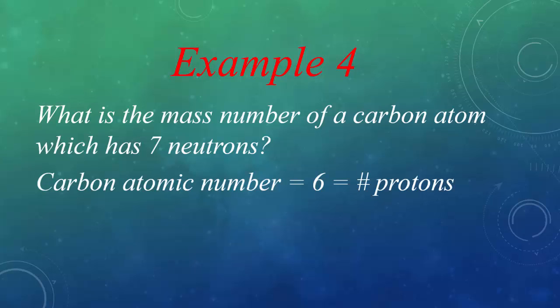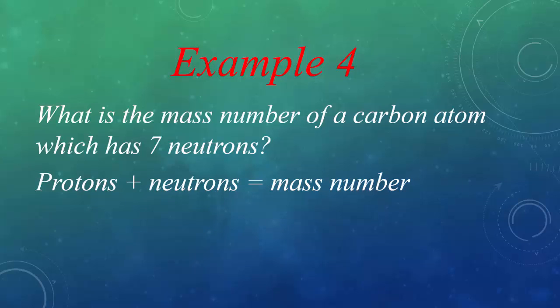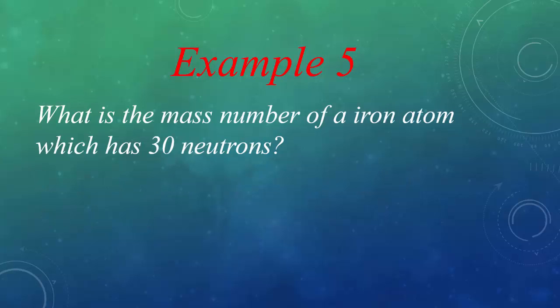How'd you get that answer? Well, carbon has an atomic number of 6, which means it has 6 protons. You were told it has 7 neutrons. Protons plus neutrons equals mass number. 6 plus 7 equals 13, so the answer is 13 AMU. All right, here's one for you. What is the mass number of an iron atom which has 30 neutrons? Stop, figure it out, then come back.